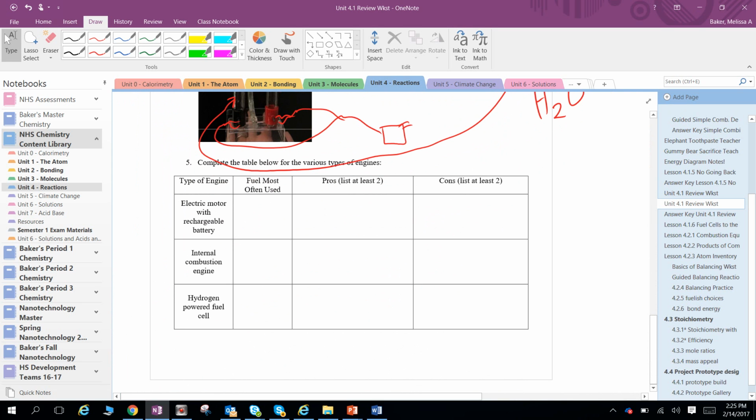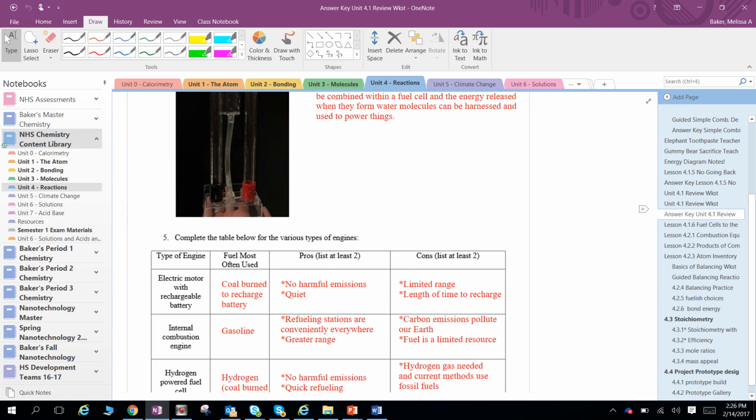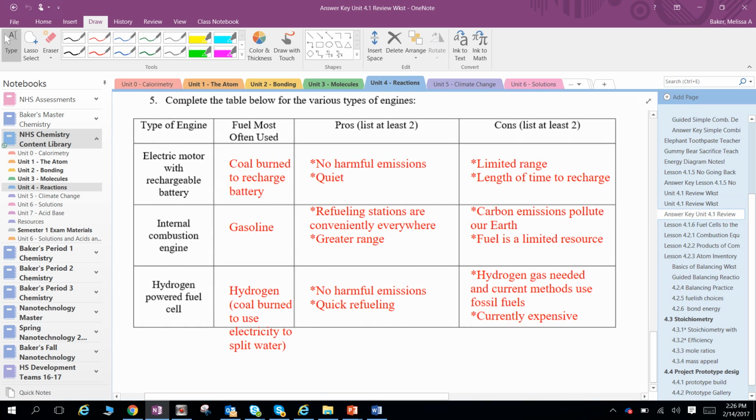Last part of the table, it says, complete the table for the various types of engines. There are so many different ideas that you can write down in this table. I'm going to go to my answer key here because I already typed this up. So electric motors, the fuel that's used most often is when you're recharging the battery, that's from coal burning somewhere or some sort of fossil fuel, versus an internal combustion engine is using gasoline most of the time, and hydrogen powered fuel cells are using hydrogen.